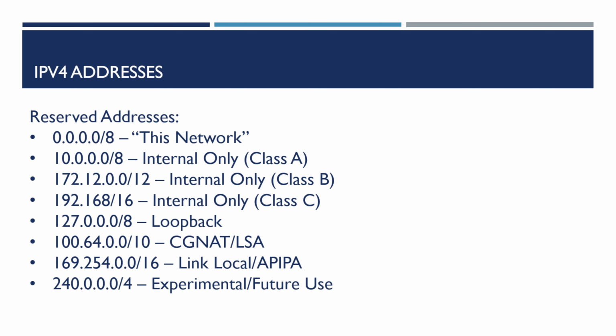The final set of reserved addresses is 240.0.0.0/4. It takes up everything from 240 to 254. Reserved for experimental/future use, but we've never seen future use of this section. But it is reserved. It is blacklisted from public IP space. It is reserved.